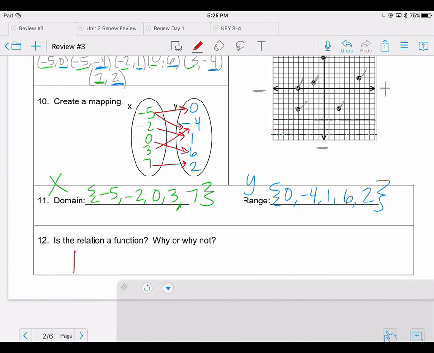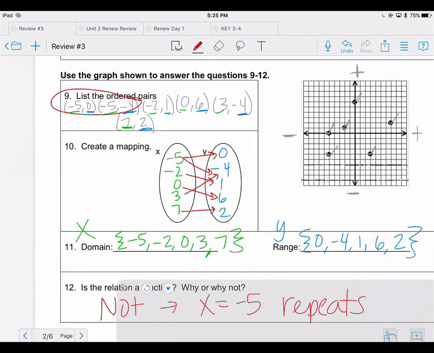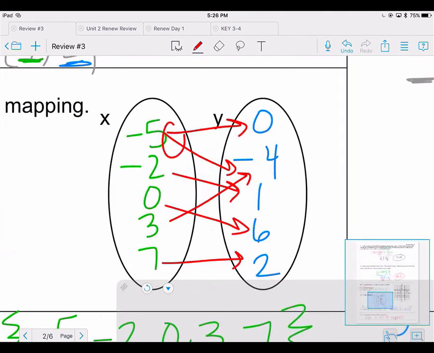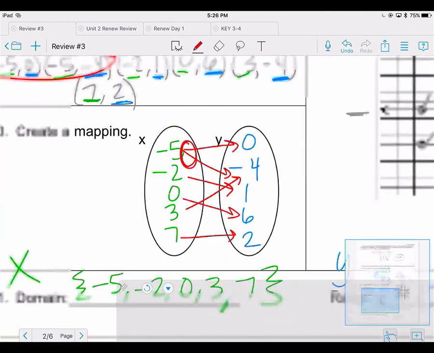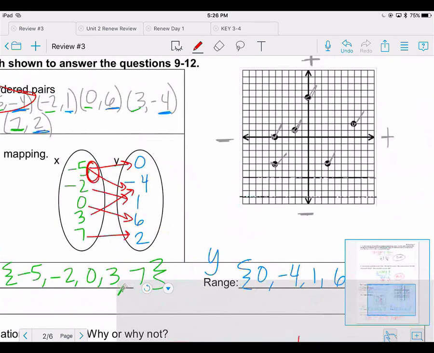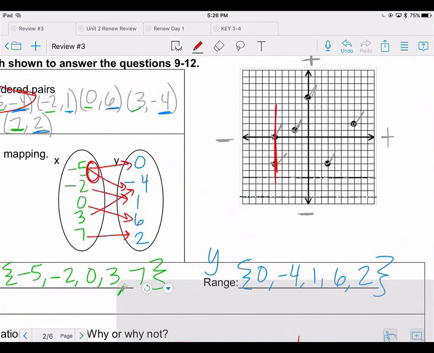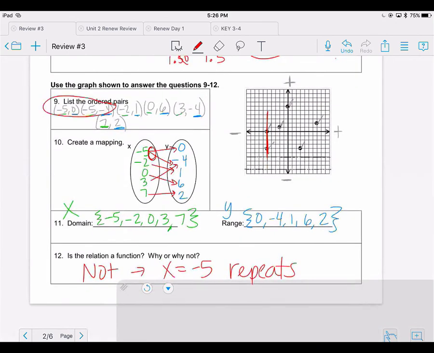Now this is not a function because when x equals -5, it repeats. Okay, so I can see it in three ways. I can see it in the ordered pairs. I can see it has two arrows from the mapping. Or I can see that it does not pass the vertical line test. So three different ways in which you could know this is not a function.